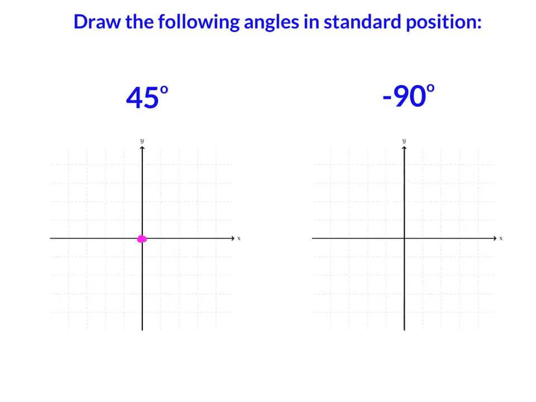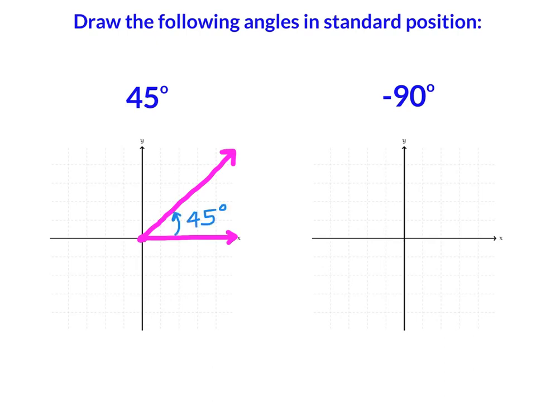First thing I'm going to do is draw my vertex and then extend out my initial side. And I always put an arrow on that to indicate that it's an angle and it's a ray that'll go on forever in one direction. And then next I draw the terminal side. And if it's not perfectly 45 degrees, it's not the end of the world. And the last thing I'm going to do is indicate the direction and label my angle. And that's how you draw an angle.